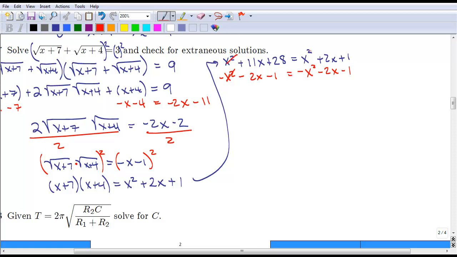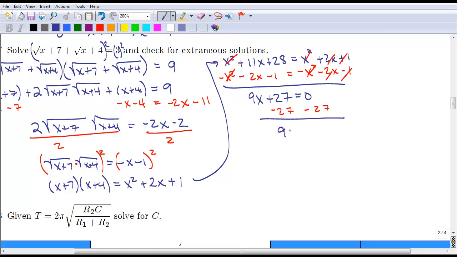And so then we are left with a 9x plus 27. And if we subtract that 27 over, we're left with 9x equals negative 27. Divide both sides by 9, and we're left with x equals negative 3.